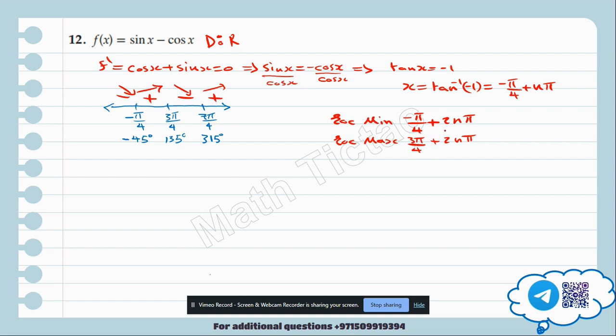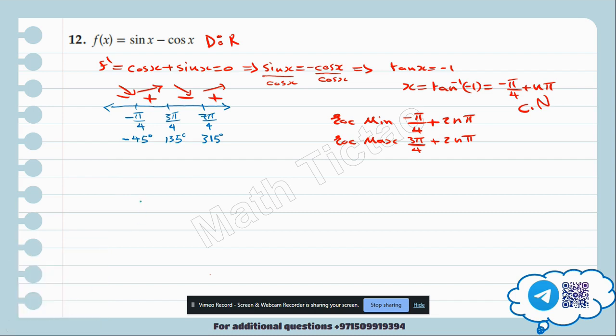Okay, so that's it. This is for the max, minimum, etc. Okay, so critical numbers, we have minus pi over 4, 3 pi over 4. So the critical numbers all the time will be minus pi over 4 plus n pi. Okay, so directly, let's go ahead and find the second derivative.